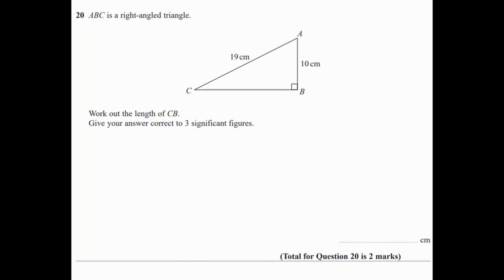Question 20. ABC is a right angled triangle. Work out the length of CB and give your answer to 3 significant figures. So we are working with Pythagoras, and Pythagoras says that AB squared plus CB squared equals AC squared, but we've got AB and CA, so we're going to have to use CA squared minus AB squared equals CB squared.